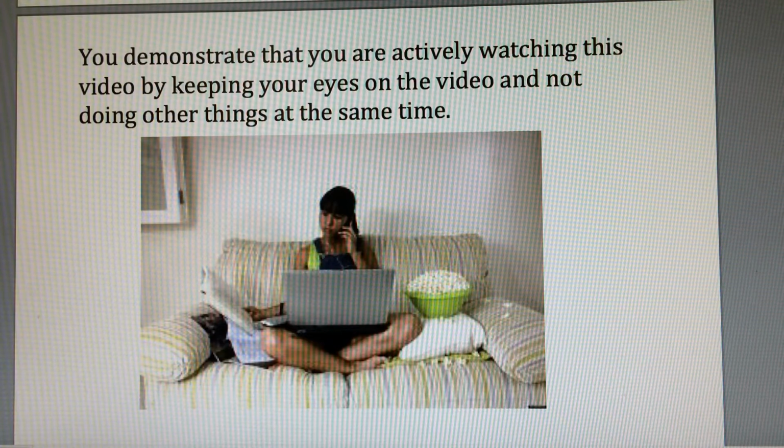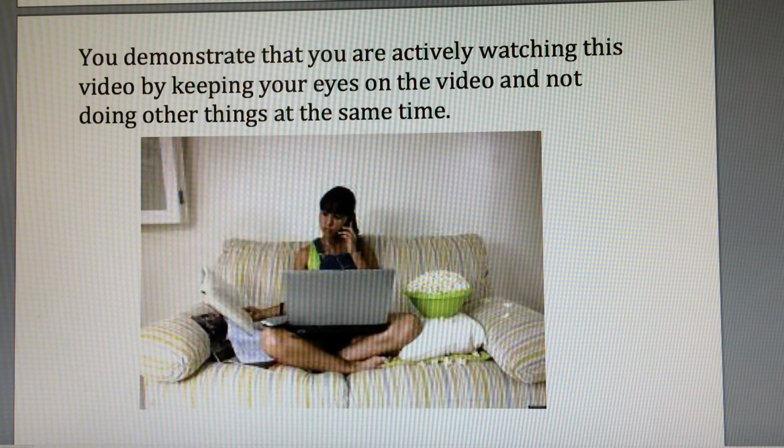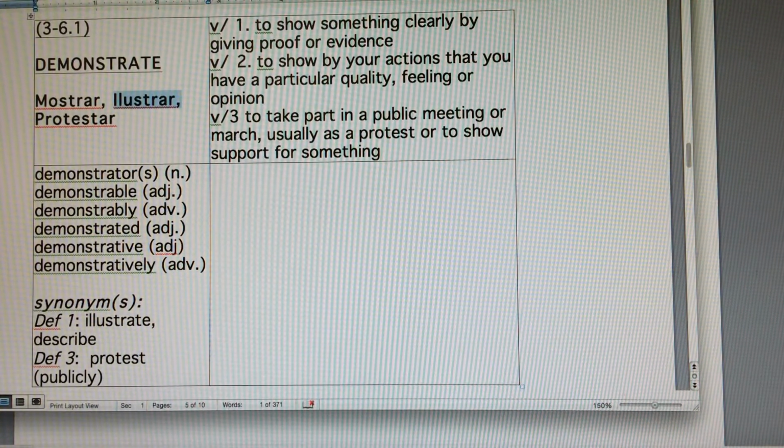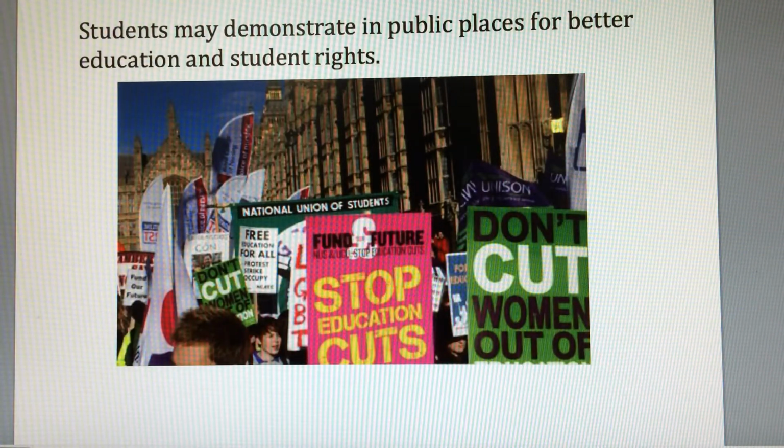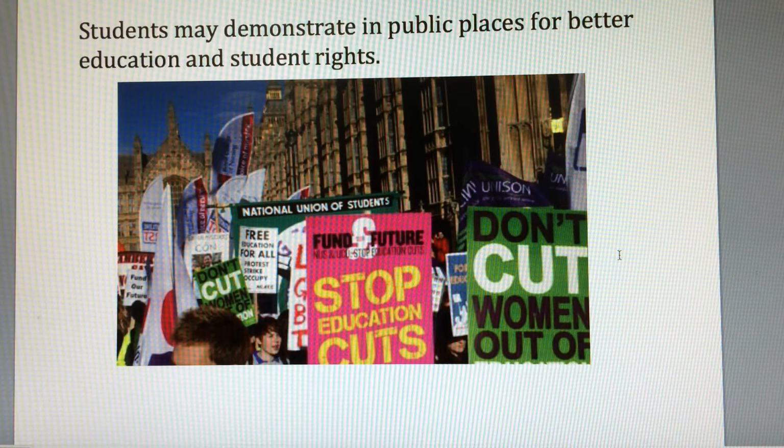The last definition, the third one, is to take part in a public meeting or march, usually as a protester to show support for something. So this definition is used in a very specific instance. Here, we are having a group of students who are demonstrating in public places for better education and student rights.